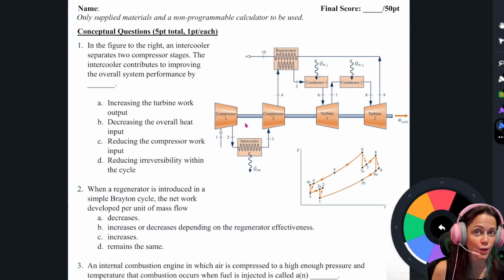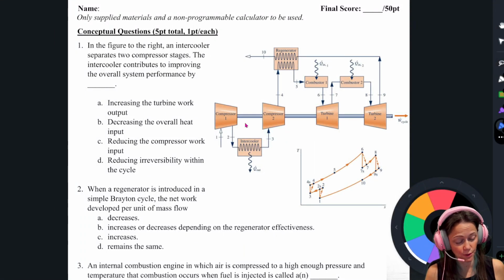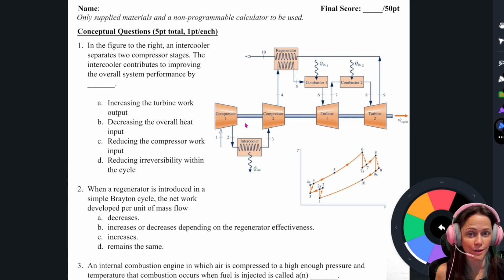All right, so I thought it might be useful to go over the first exam. I know the solution's posted online, but sometimes it's helpful to have somebody walk through it.